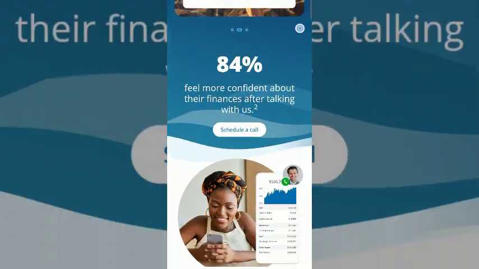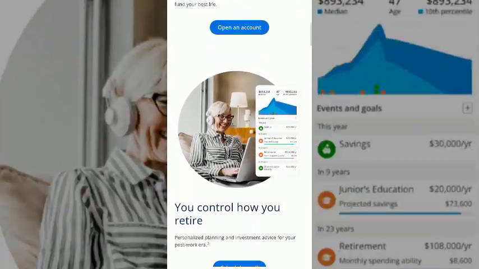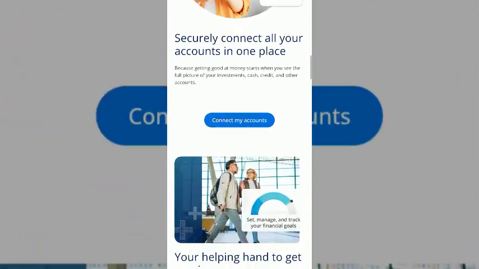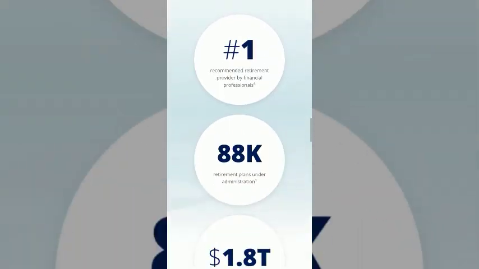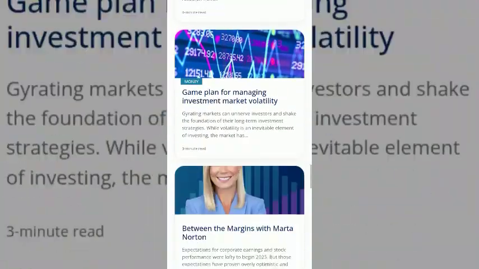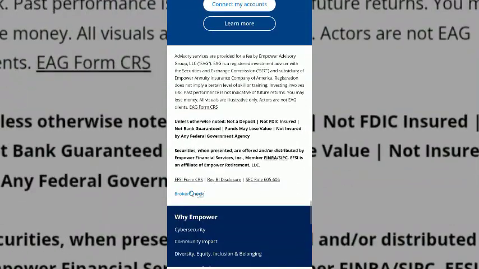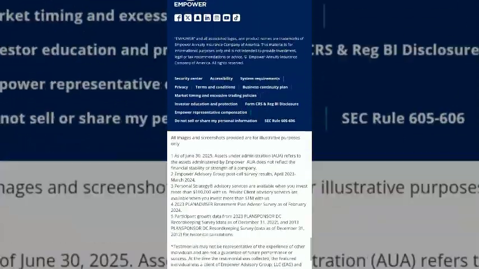Have you ever wondered what happens to your finances if the market drops, if interest rates spike, or if you lose income? Well, with Empower, you can stress test your money. Hey guys, in today's video, I'm going to show you exactly how to use Empower for finance stress testing.